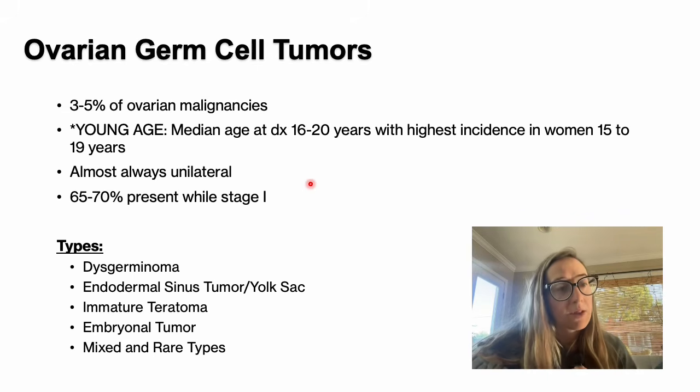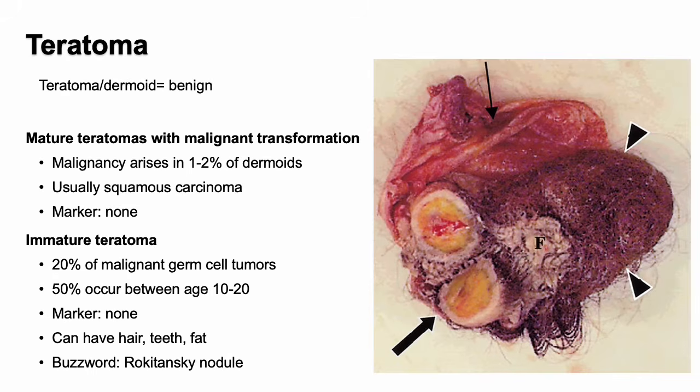Germ cell tumors, like we said, often present at a very young age, almost always unilateral and almost always stage 1. And we talked about some of the different types here. A teratoma or dermoid is a benign tumor, which can have malignant transformation in about 1% to 2%, and usually it's a squamous cell carcinoma from that ectoderm. You can also have an immature teratoma, and this is malignant. 20% of germ cell tumors comprise immature teratomas, and these are often in younger ages.